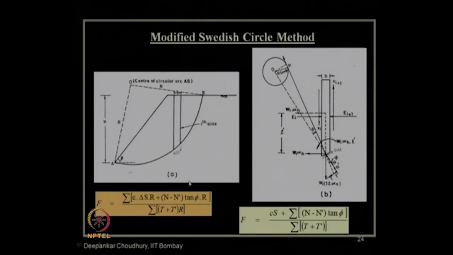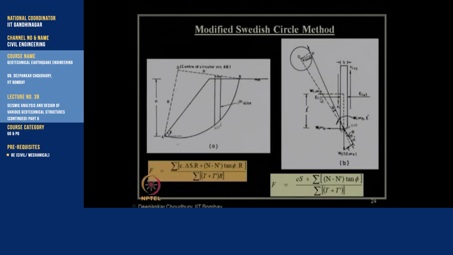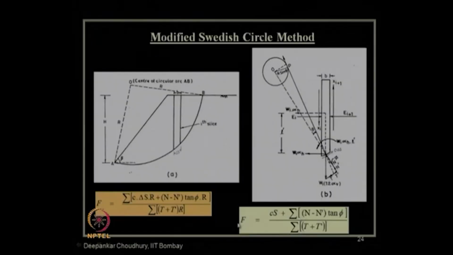Swedish circle method, all of us are aware about. This is the vertical slice. This is the typical factor of safety expression for the Swedish circle method. This is a circular arc of a failure surface, which we consider for slope stability analysis. Now, what is the additional thing in this case? In the modified analysis, why is it modified? Because in this case, if you want to consider pseudostatic acceleration, you can take this Wi times alpha h for each slice, as well as the vertical component also, this alpha v, that is kh or kv, in horizontal and vertical direction seismic acceleration. You can add to your equations and get the modified factor of safety value. Clear?